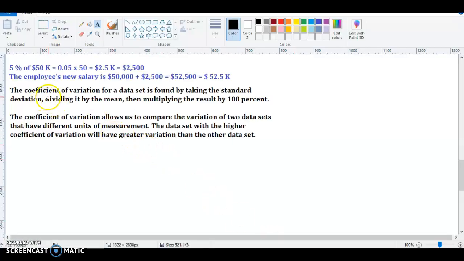Okay, so the coefficient of variation is found by taking the standard deviation, dividing it by the mean, and then multiplying the result by 100%. So that's how you calculate the coefficient of variation. Once again, the coefficient of variation allows us to compare the variation of two data sets that have different units of measurement. The data set with the higher coefficient of variation will have greater variation than the other data set.